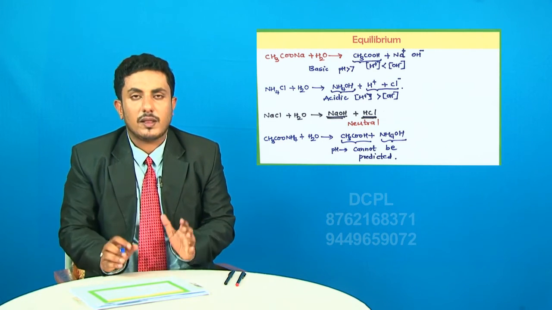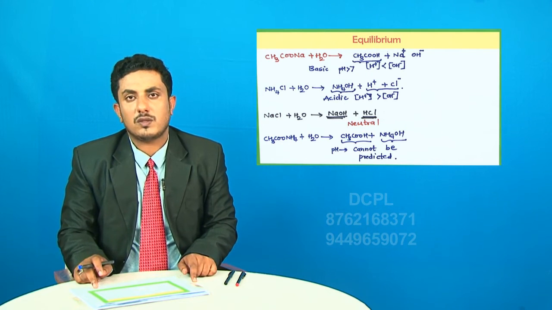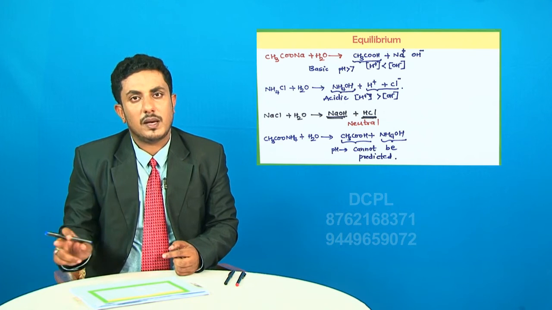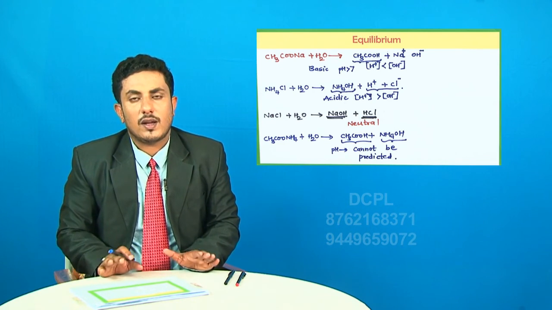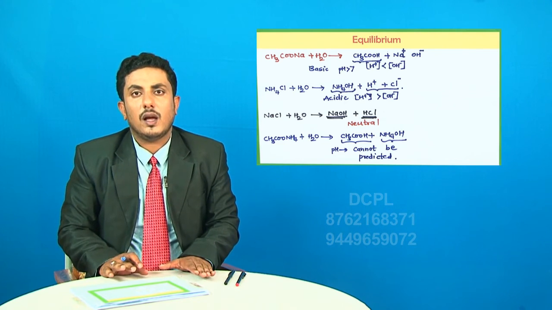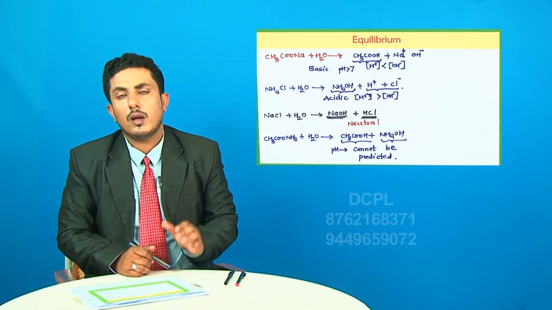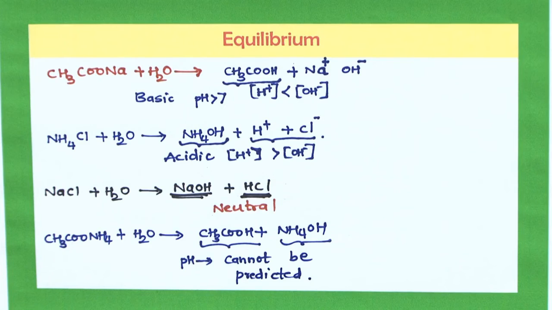So, if we sum up everything, a salt of a weak acid and a strong base will be basic, a salt of a strong acid and a weak base will be acidic, a salt of a strong acid and a strong base will be neutral, whereas for a salt of a weak acid and a weak base, the pH of such aqueous solutions cannot be predicted. But the exact pH can be calculated by using the formulas.